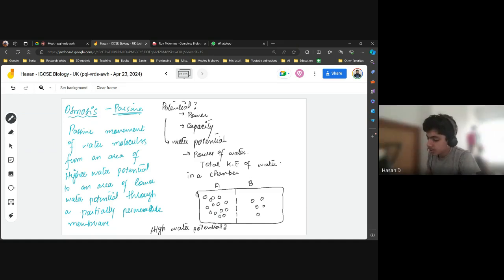High water potential. So it has more free water molecules, right? So the higher potential one would be B.